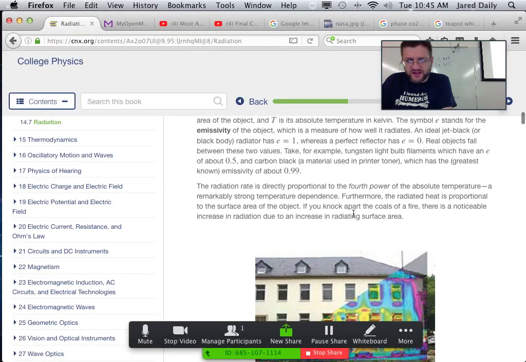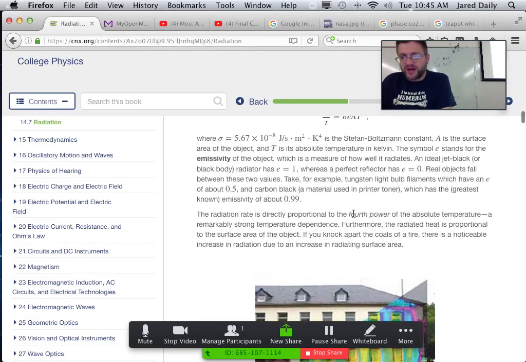They'll tell you the emissivity. But an object that absorbs everything that hits it has an emissivity of 1. And an object that reflects everything has an emissivity of 0. So an object that reflects everything that gets shown at it perfectly will not emit any heat from its radiation. But one that absorbs everything will.